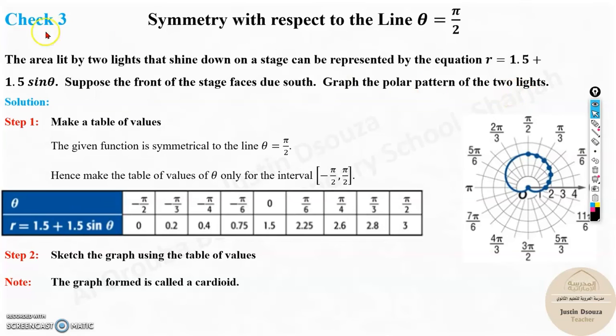That's it. So this is the answer. It is very, very simple. Just remember, when it is sine, it is always symmetrical about pi by 2. So the interval is from minus 90 to positive 90 degrees. Whereas when it is cos, the interval is from 0 to pi, because it's symmetrical about the polar axis.